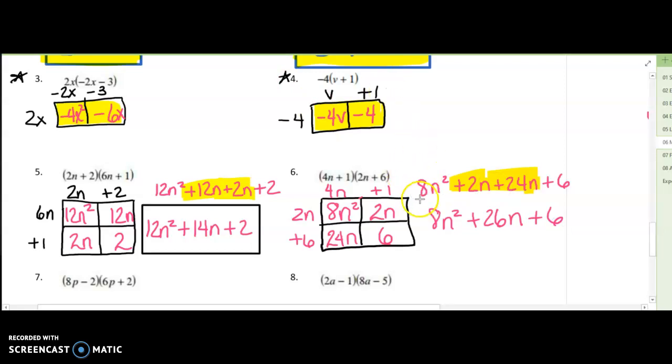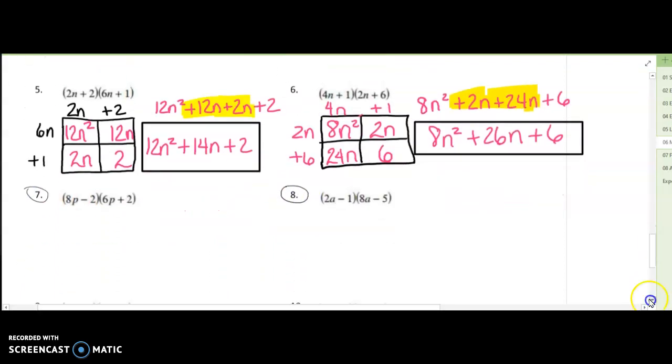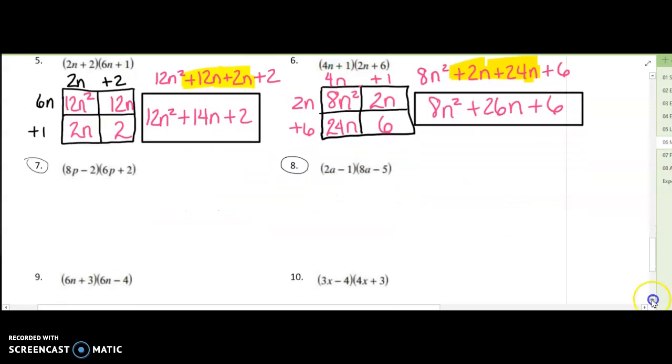All right, so what I want you to do is I want you to do these next two. I want you to do number 7 and number 8, okay? And whenever we come back, you should be able to have those done, okay? All right, be right back.